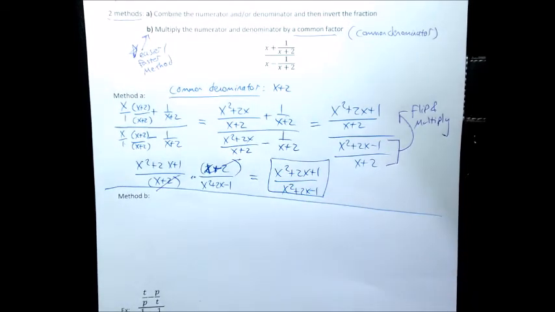And so again, that approach is to combine the numerator into one thing, combine the denominator into one thing, and then get rid of it by flipping and multiplying. And so that's method A. I'll just pause for a moment here, and you can tell me if you have any questions.